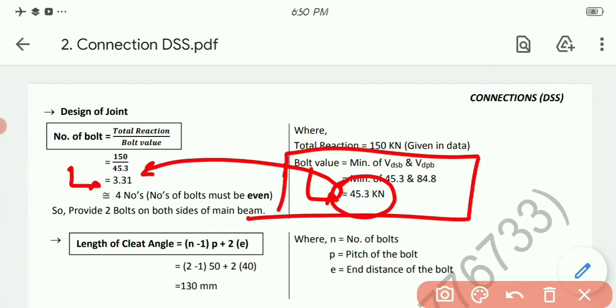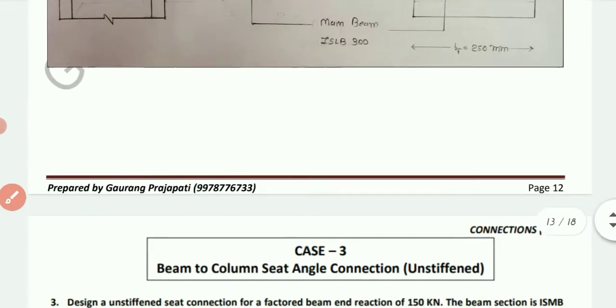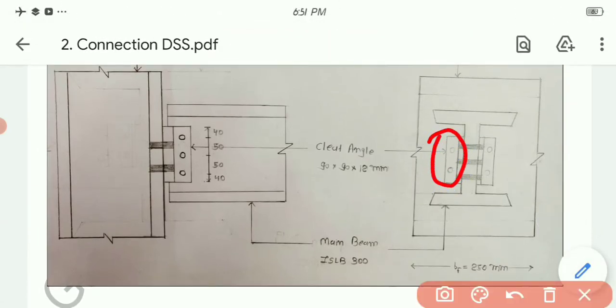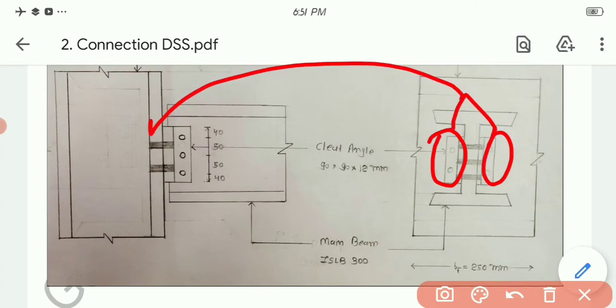Now while deciding the round figure for the number of bolts, we have already seen in the figure that the number of bolts must be even, because we are going to distribute the bolts equally on both sides. So we must provide the number of bolts as an even number. So we will provide 4 bolts, okay. So provide two bolts on each of both sides of the beam, like that. Let's see it in the sketch. See, this one and this one, and these two we can see over here in the side view.